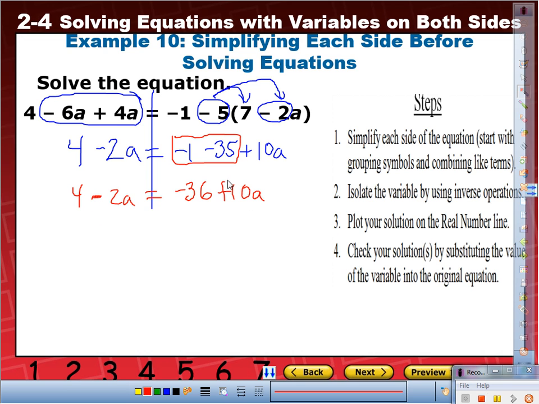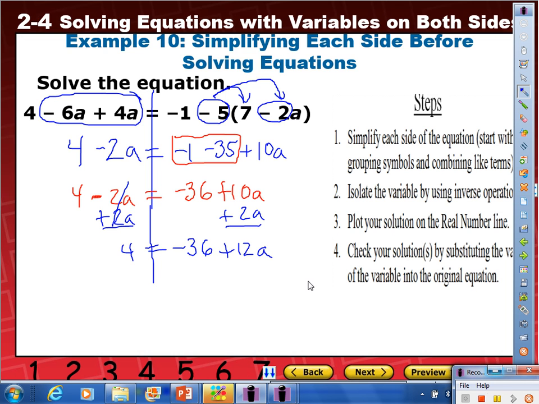Can we simplify this side anymore? No. So at that point, now we start with the next part. Get all variables to one side. What's the smallest variable? Negative 2a. So what is the opposite of a negative 2a? Positive 2a. Whatever we do to one side, we do to the other. This is 4 equals negative 36 plus 12a. See if you can finish it off from there. Go.